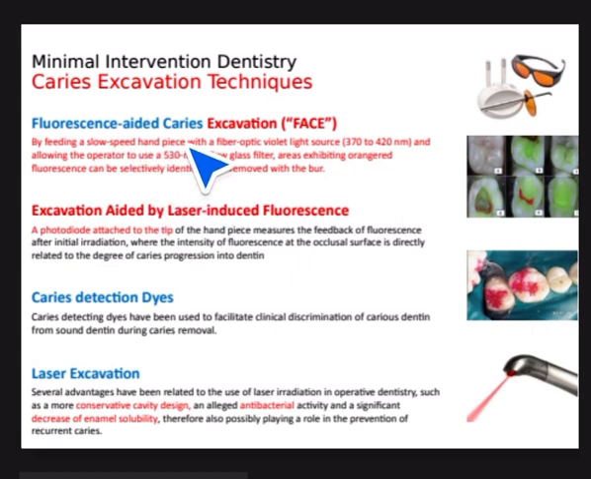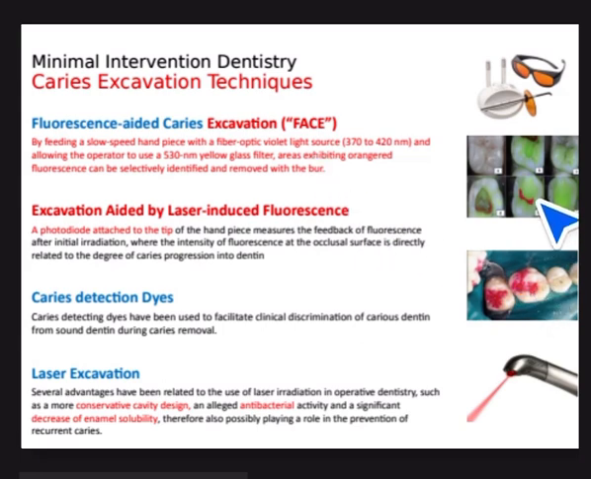What do we do in this? We have a slow-speed handpiece which has a fiber optic violet light source. It produces a fluorescent light. Have you seen on the roads when you are driving in the night and you put light, the center of the road becomes fluorescent? It reflects the light in a way that you see fluorescence, or the jackets which have fluorescent strips, so that if you put light, you can see it in the night. Similarly, this handpiece has a fiber optic violet light.